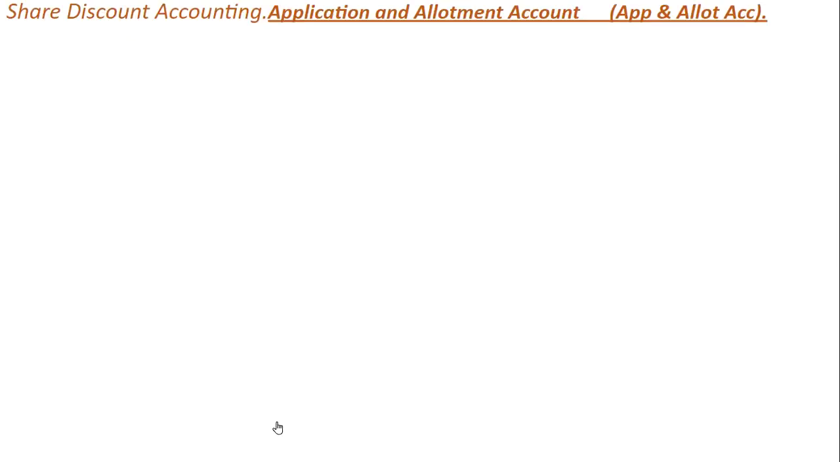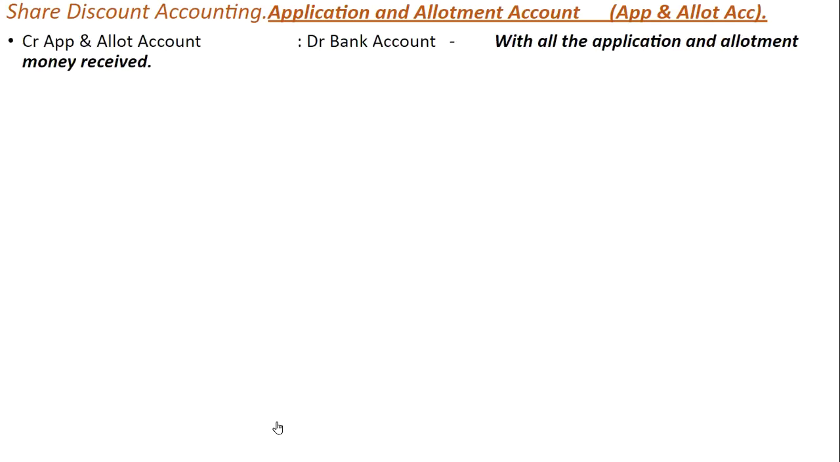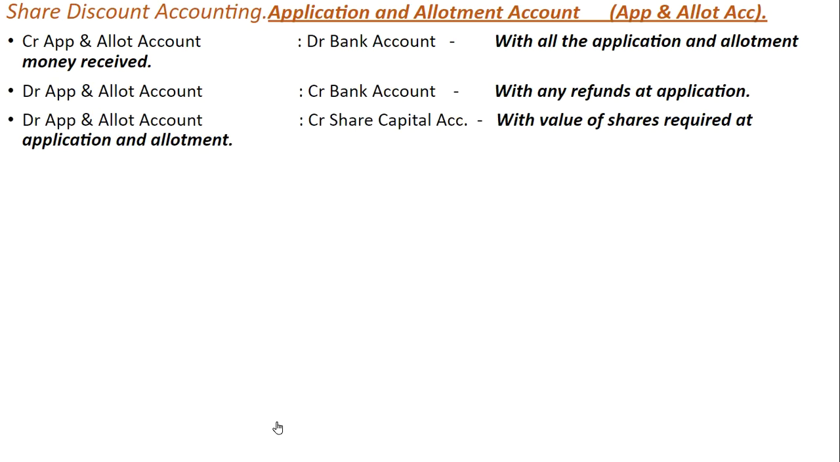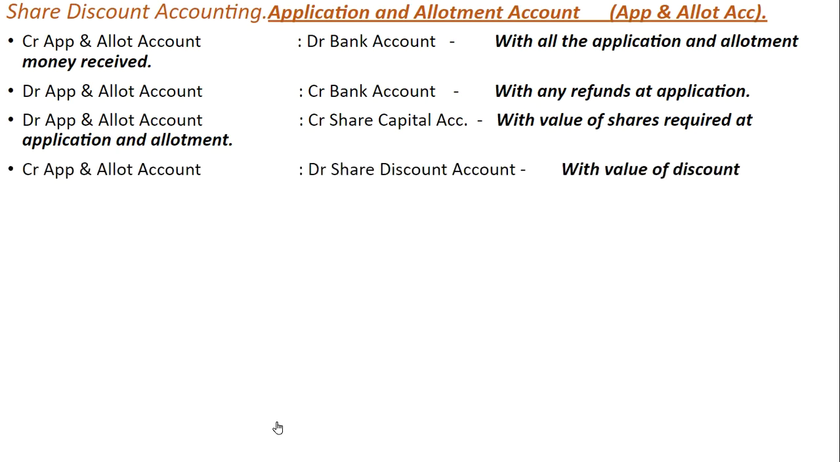Share discount accounting. Application and allotment account. Credit application and allotment account with all the application and allotment monies received, and debit bank account. Debit application and allotment account and credit bank account with any refunds at application. Debit application and allotment account and credit share capital account with the value of shares required at application and allotment. Credit application and allotment account and debit share discount account with the value of discount.